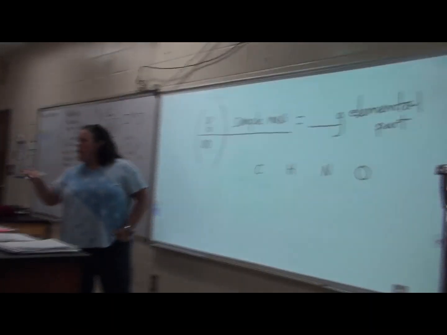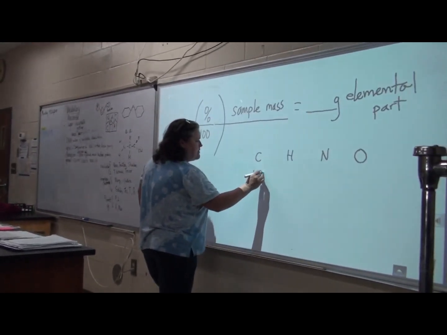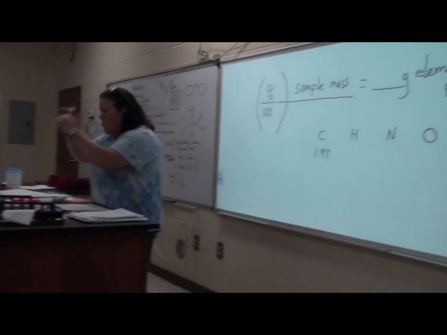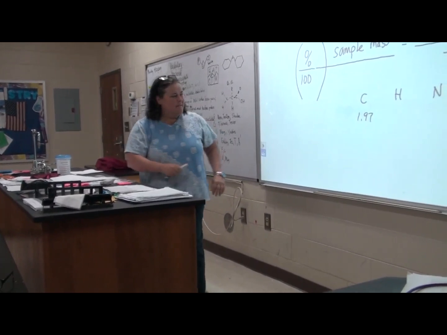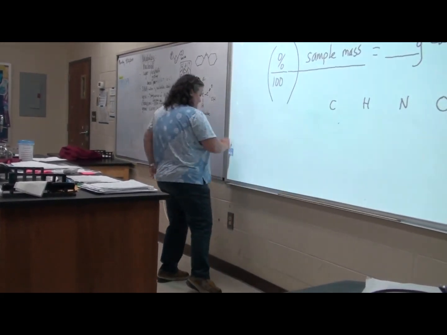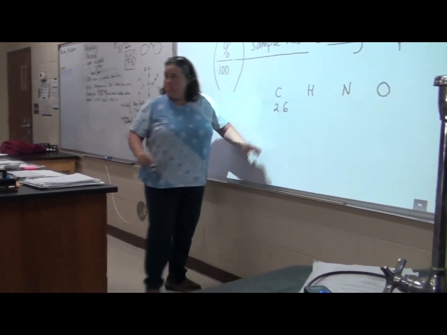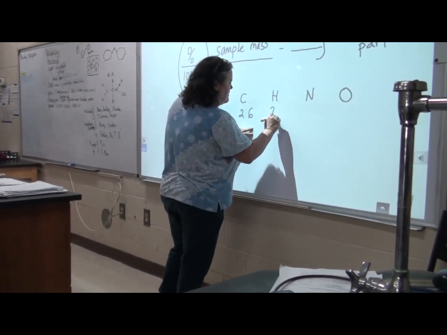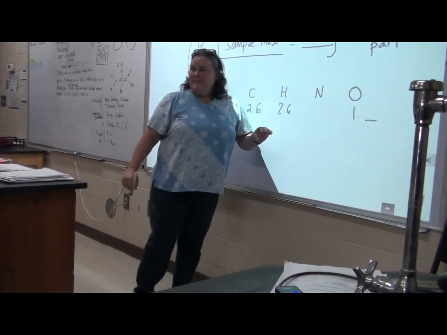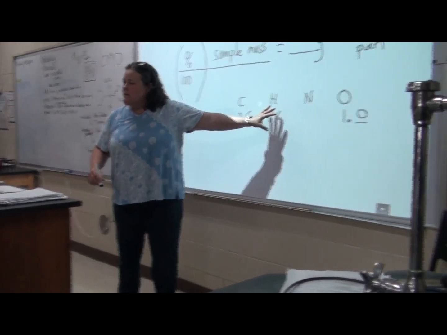Now I'm talking about when you divide all mole values by the lowest. Oh, I got 1.97. After I divided? And you divided all mole values by the lowest. Okay, I got you. The carbon was 2.6. Hydrogen was 2.6. And oxygen was 1.0. The compound didn't have nitrogen? No, ma'am, it's not.